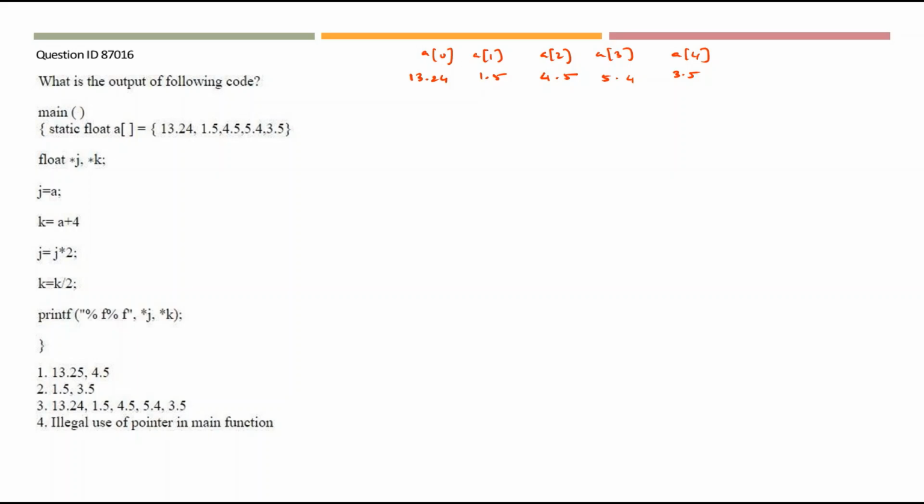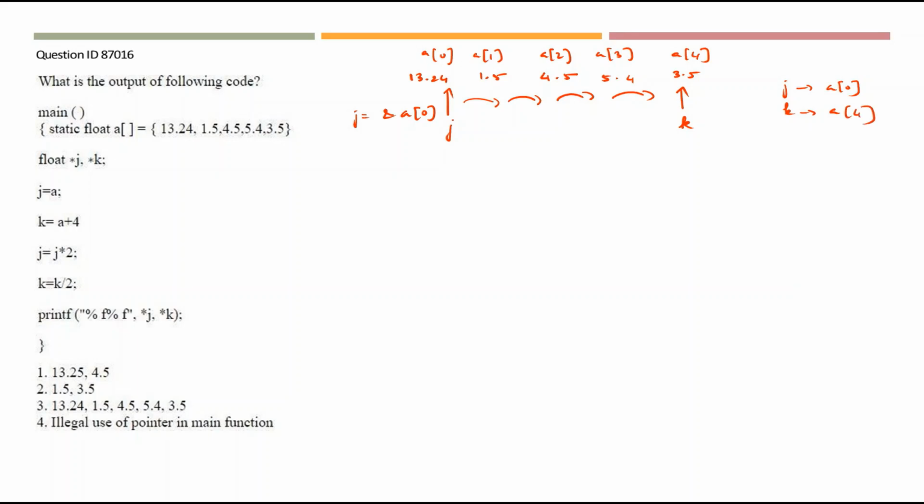Two float pointers are declared. J is equal to A. A will be starting from the address of the first element. J is equal to A is actually the address of A of 0. So J is here. K is equal to A plus 4. A plus 4 means 1, 2, 3, 4. So K is denoting the last element of A. So J denotes the first element of A and K denotes the last element of A.